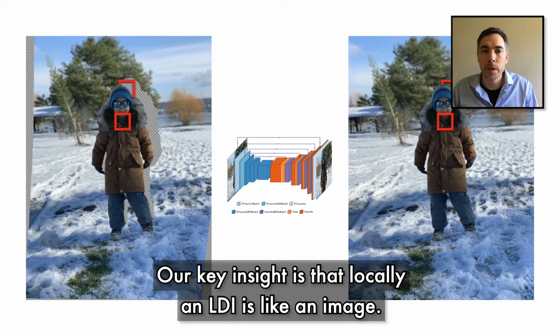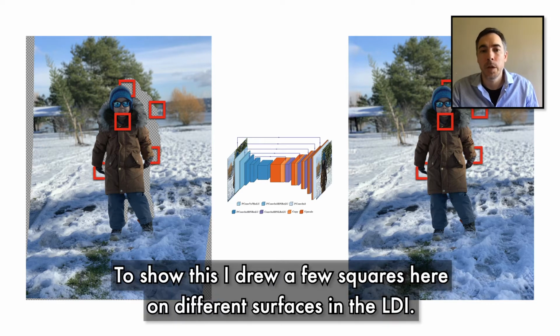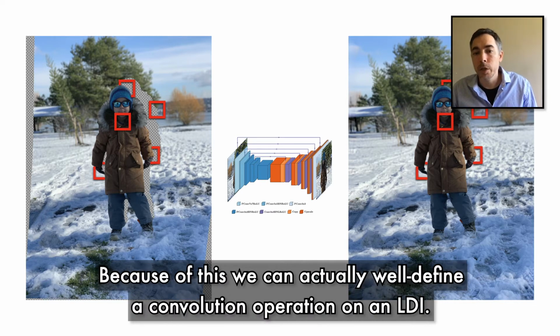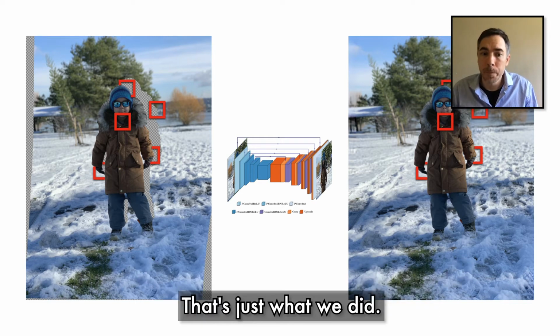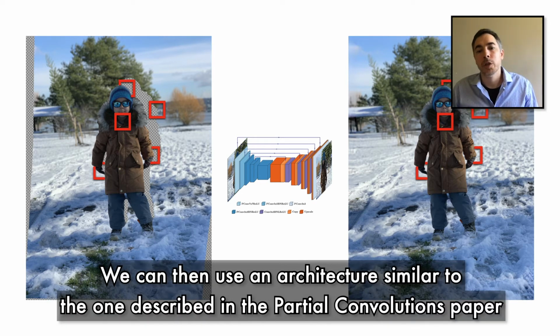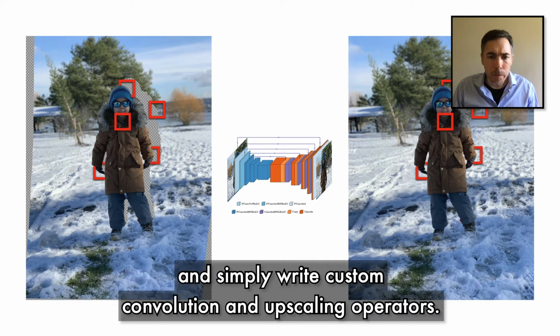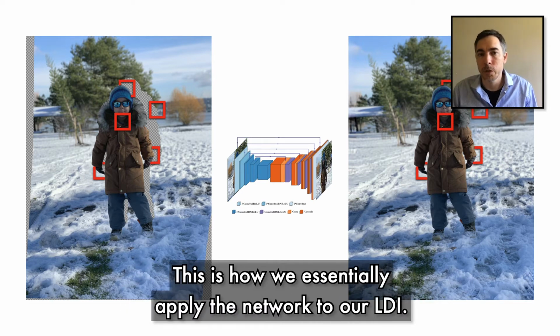So our key insight here is that locally, an LDI is like an image. And to show this, I drew a few squares here on different surfaces in the LDI. Because of this, we can actually well define a convolution operation on an LDI, and that's just what we did. So we can then use an architecture similar to the one described in the partial convolutions paper, and simply write custom convolutions and upscaling operators. And this is how we essentially apply the network to our LDI.